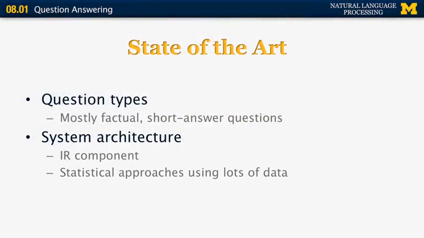Most current systems use statistical approaches with lots of data, in some cases terabytes. They use relatively little knowledge in the sense that they don't have detailed inference procedures and detailed knowledge representation. They use mostly surface patterns.